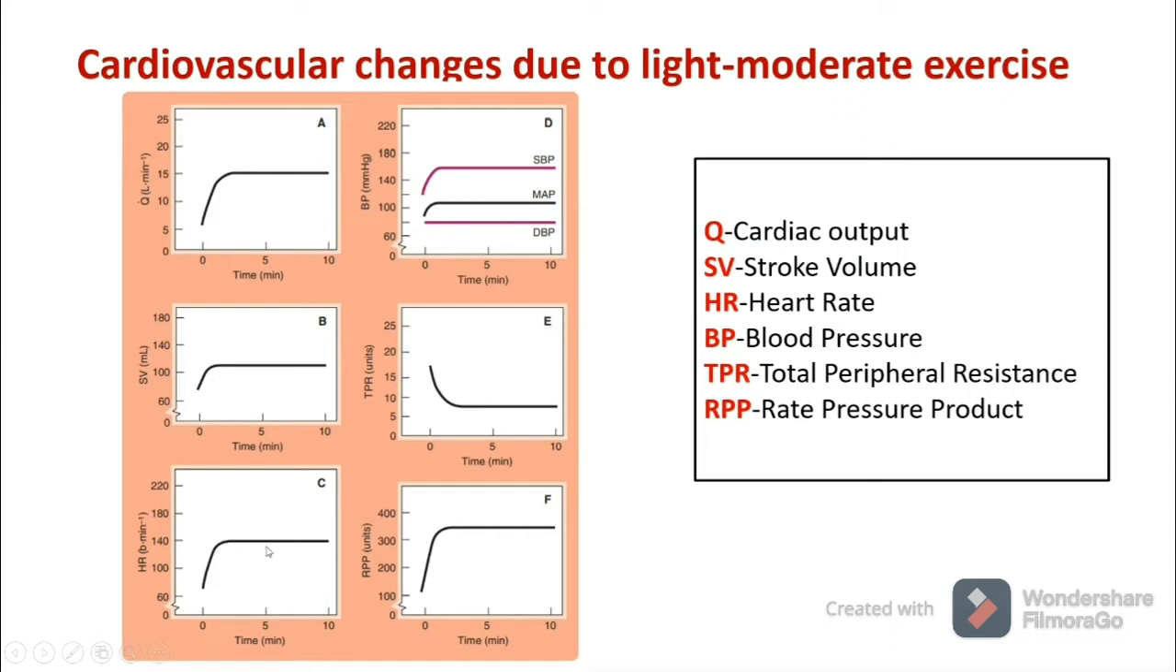The heart rate also increases. Both stroke volume and heart rate increases lead to an increase in the cardiac output. The blood pressure, namely the systolic blood pressure, increases to a certain extent, depending on the intensity of the exercise, whereas the diastolic blood pressure in light to moderate exercise remains the same. The total peripheral resistance decreases during exercise. Because of the drop in the total peripheral resistance, more blood reaches the muscle. The rate pressure product is an indicator of the myocardial workload that also increases during acute exercise.